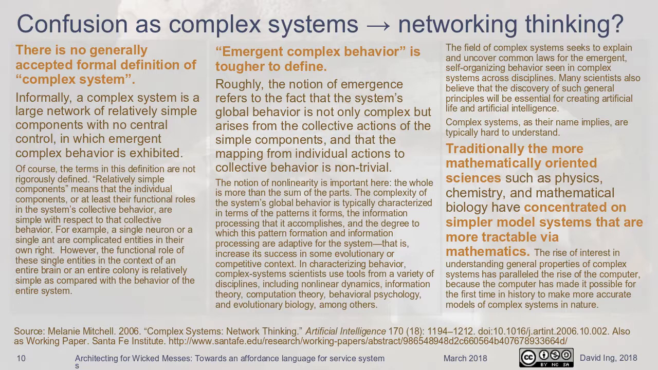Traditionally, the more mathematically oriented sciences like physics, chemistry, and math have concentrated on simpler models that are more tractable via mathematics. This is solving the problem under the lamppost. You've heard of this? The drunkard always clings to the lamppost, and he's lost his keys. He's looking under the lamppost, and he's asked, did you lose your keys here? He said, no, I lost my keys over there in the dark. Why are you looking over here under the lamppost? Because the light's better here.